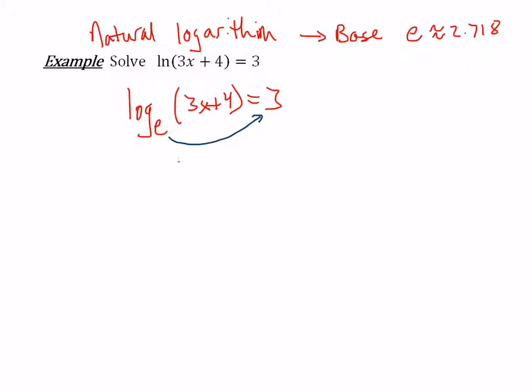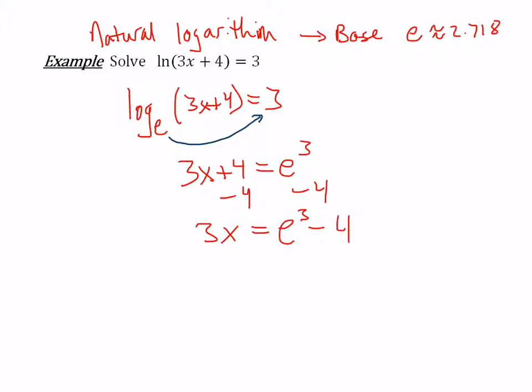And let's rewrite this as an exponential equation. e to the third. e to the third is just some number, so let's leave it as e to the third for the moment. We can subtract 4 from both sides, and we're going to write e to the third minus 4. And if you go to your calculator, you have an e key, but let's not go decimal with it yet. Let's divide by 3, divide by 3. So the exact answer is e to the third minus 4, divided by 3.